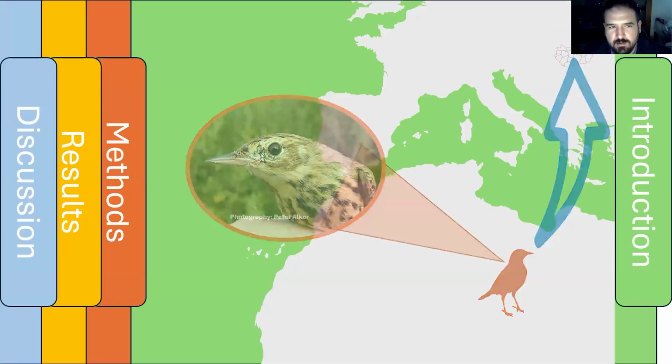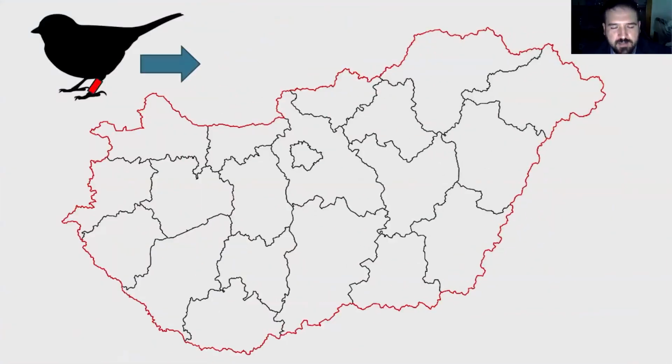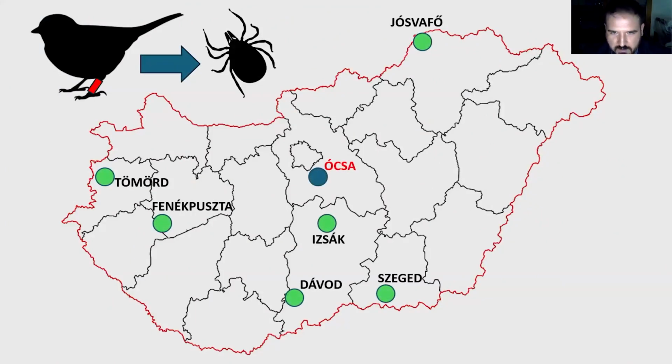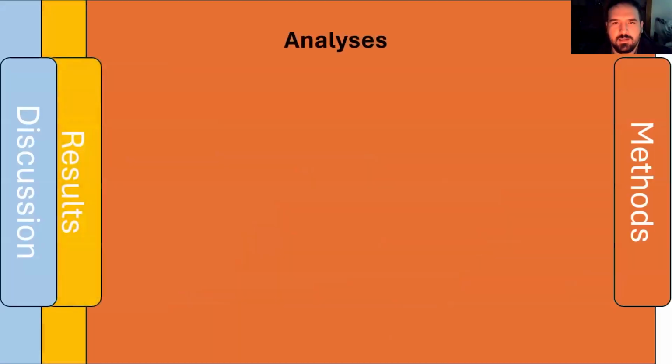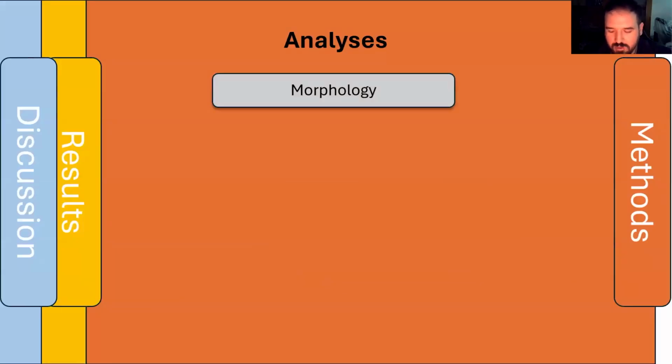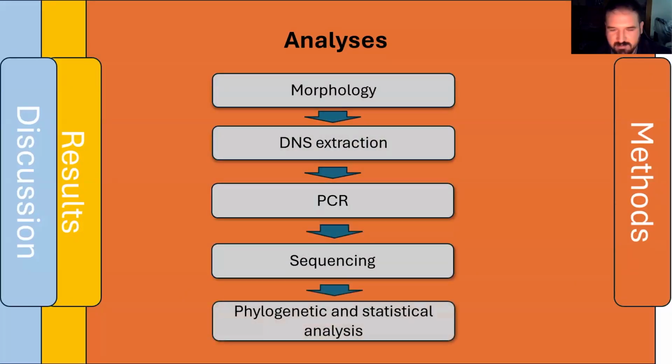So let's see what we did here in Hungary. During bird ringing, ticks and other arthropod vectors were collected from the avian hosts. This was conducted at 7 locations in Hungary. Óca, in central Hungary, a city, deserves extra attention, as sample collection there started in March 2015, while the other locations, marked with green, joined in 2022. After the samples arrived at our laboratory, we checked them morphologically and also conducted molecular analysis, as well as phylogenetic and statistical analysis.